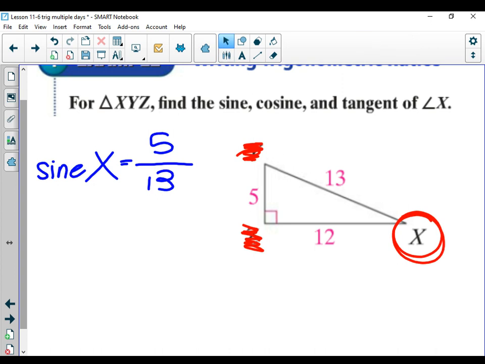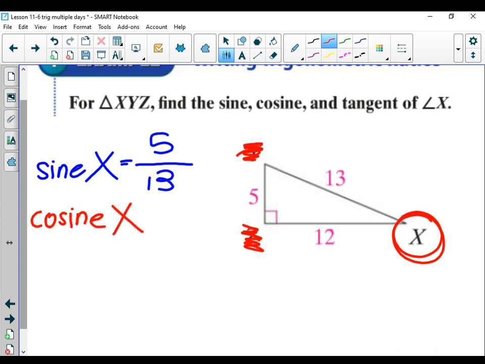Okay. Then we have cosine, focus on X. Cosine, adjacent, next to. Which leg is so close to X that it's touching? 12. Hypotenuse on the bottom. 13. So really the hypotenuse we're already okay with. We just have to get used to adjacent and opposite a little bit.